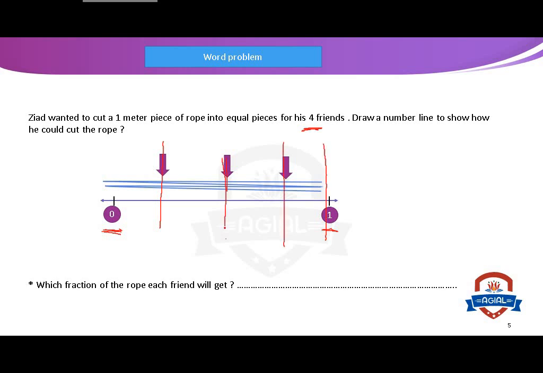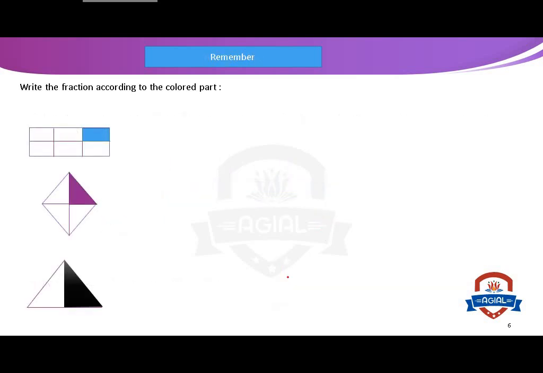Okay, so which fraction of the rope will each friend get? Excellent. We have how many equal parts? Excellent. 4. And each one will take how many parts? Excellent. 1 only. So we write 1 in the numerator at the top and 4 at the bottom in the denominator. Okay. Remember with me, write the fraction according to the colored part.